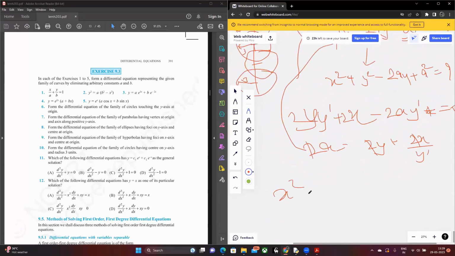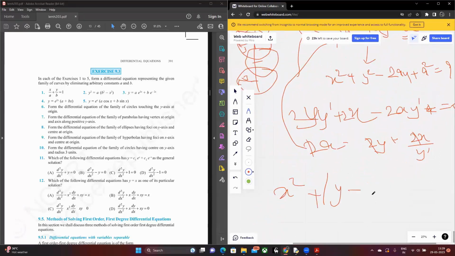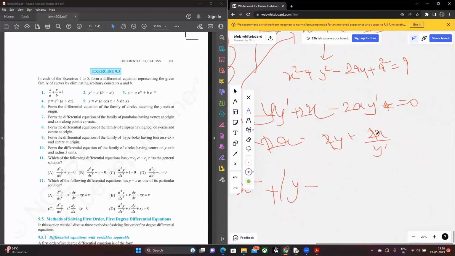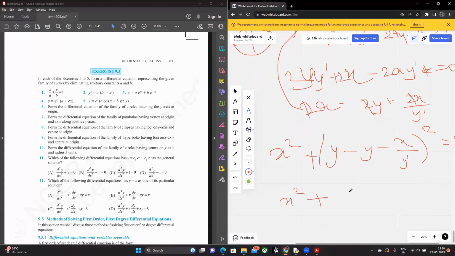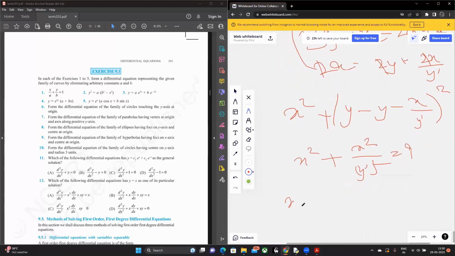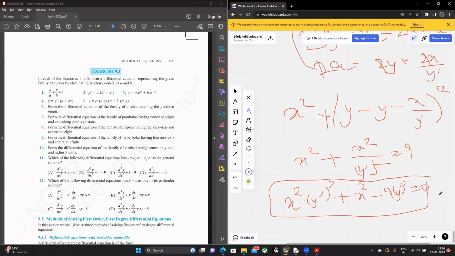Now, that's simple, right? x squared plus (y minus a) whole square, right? Where a is y plus x by y dash. So you basically do x squared plus (y minus y minus x by y dash) whole square equals 9. So finally you get x squared plus x squared by y dash squared equals 9, or basically x squared y dash squared plus x squared minus 9 y dash squared equals 0, and that is the required expression, right?